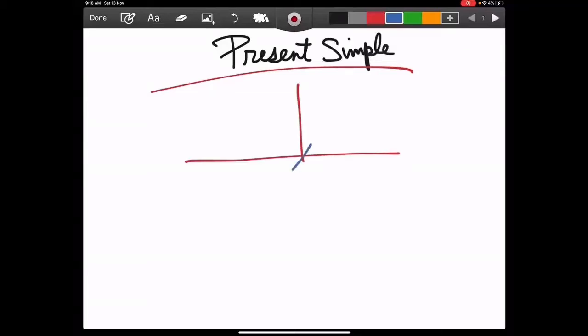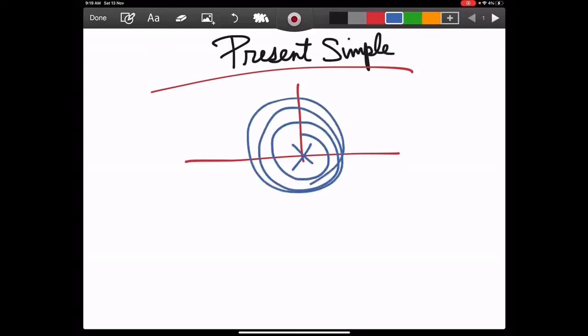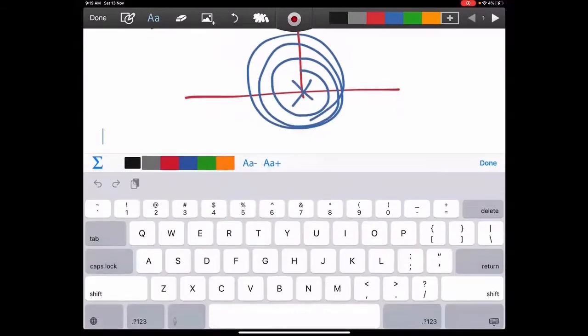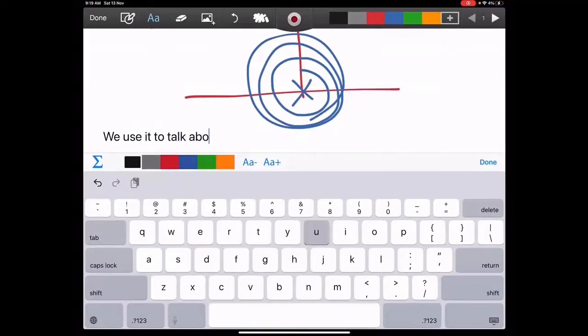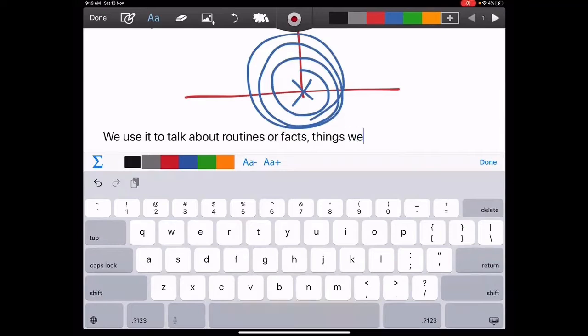Look at this timeline. We talk about present simple for constant events. Events for routines or facts that are 100% true. So, in short, we use it to talk about routines of every day or for facts, things that you and I know it's true. Okay, we know these things are true.